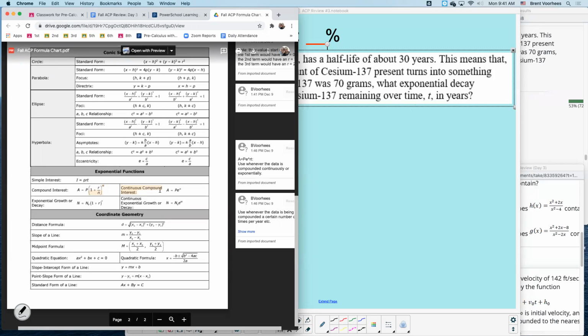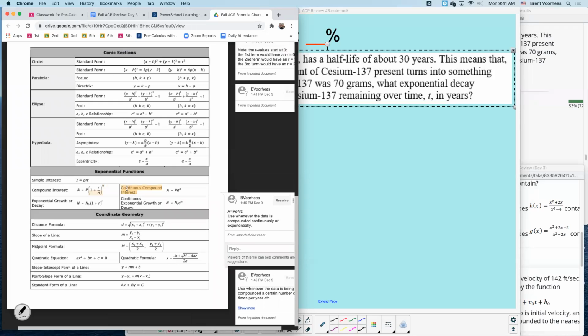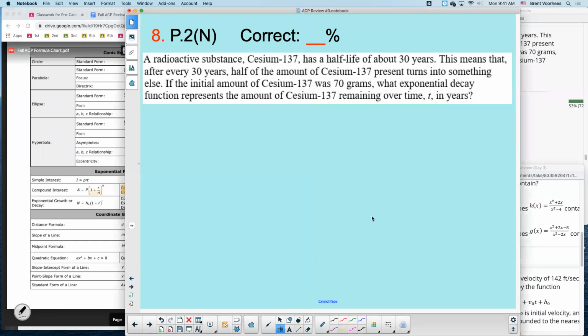So I'm going to grab, typically if it uses the word continuous or exponentially, you would always go with this, but I'm going to use this one because that's where I'm going to start off with. A equals Pe^(rt). I'm using that from the formula chart. This is the exponential. Now, if you were on the test, you'd have multiple choice. I'm just showing you how this gets created.